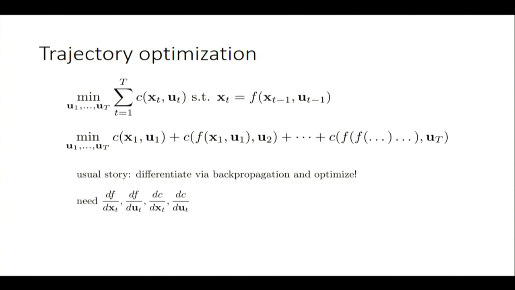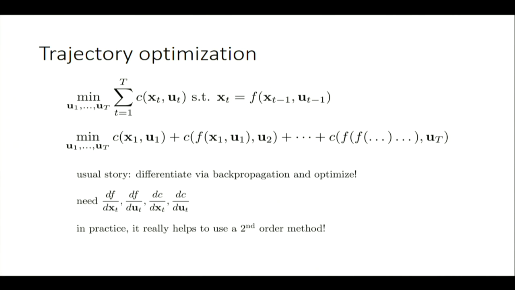So in order to do that, we need to know a few quantities here. We have two functions, the c and the f. If we want to differentiate them, we need to know their partial derivatives. So we need to know the derivative of f with respect to x, the derivative of f with respect to u, and the derivatives of c with respect to x and u. Sometimes if we want a higher order optimization method, we might even want to know the second derivatives. So if someone refers to a linearization of the system dynamics, what they're talking about is df dx and df du.